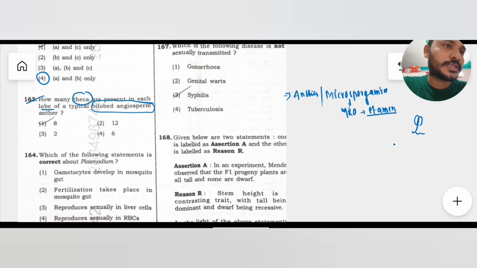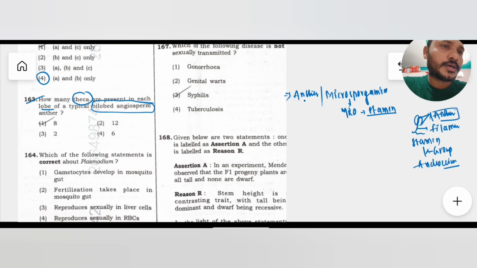It is a stamen, the male reproductive organ, in which we have the anther or microsporangium, and this one is called the filament. So filaments and anthers together form a stamen. A group of stamens together forms the male reproductive organ, that is the androecium. Okay, fine. So here we need to discuss the anther.